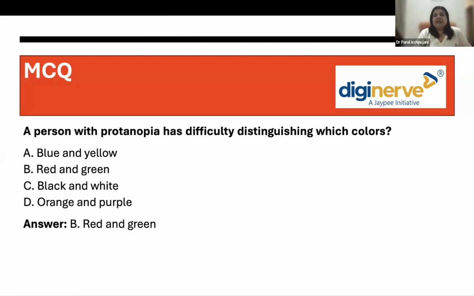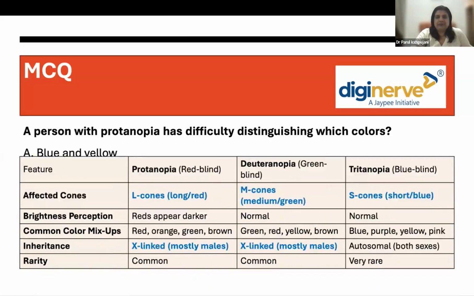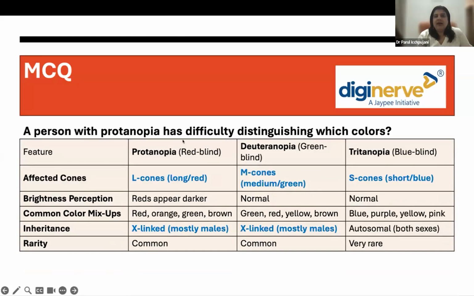So we have repeatedly been talking about protanopia and deuteranopia. So the answer is red and green. Tritanopia is deficiency of the blue part of the color. So protanopia is essentially red blind. Affected cones are L cones. And remember, it is mostly seen in males and has X-linked inheritance.